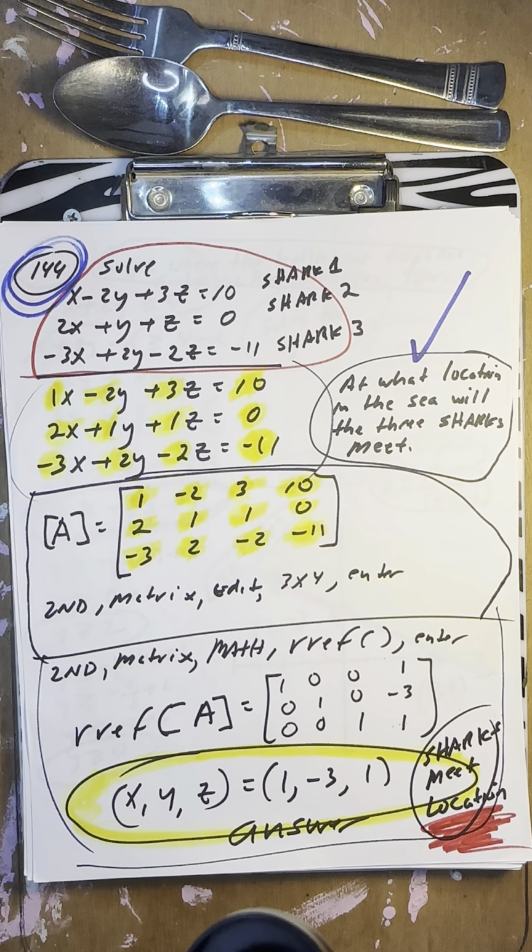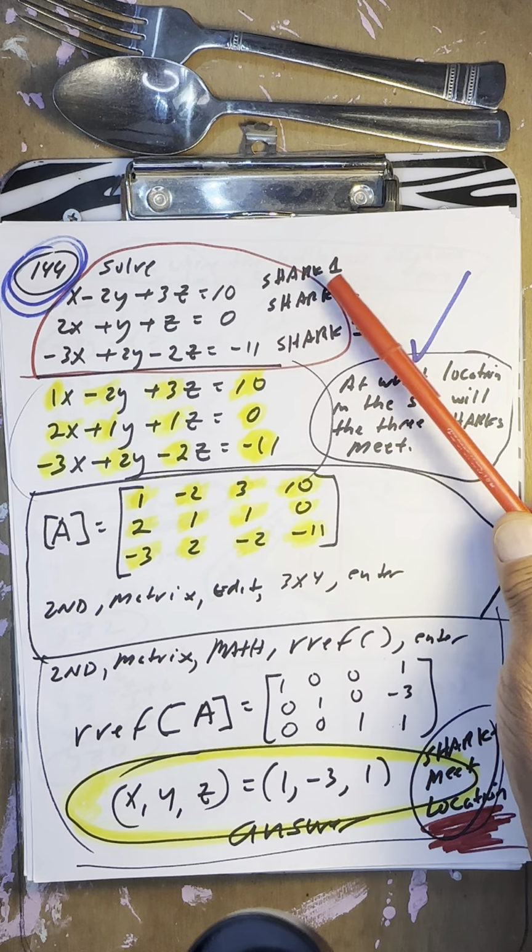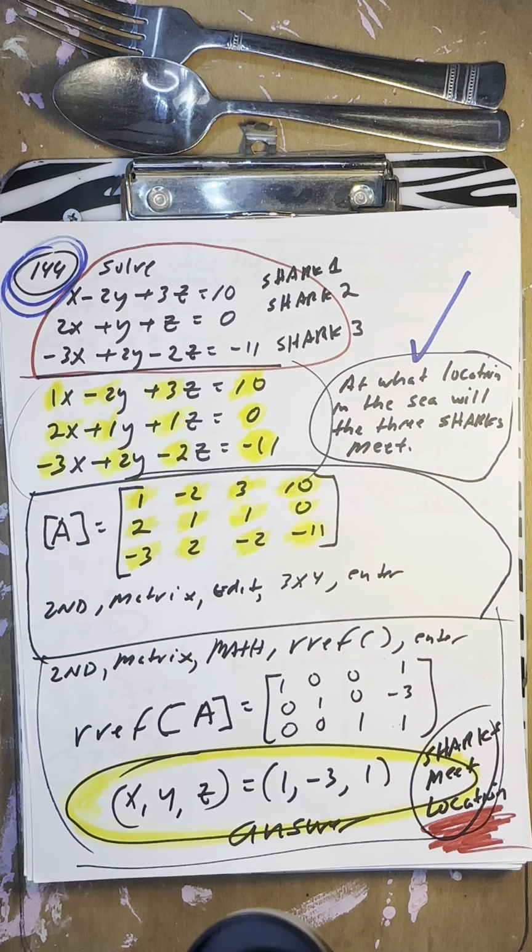Oh my gosh. All right. X, Y, Z, three sharks, where they're going to meet. What works for all of them? I guess what I'm going to do is use a matrix function on mine. Okay, so let's do that.